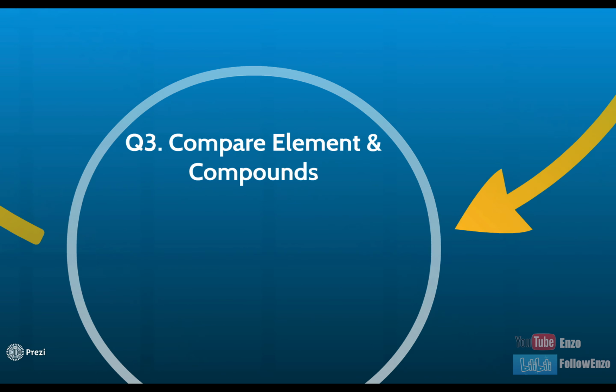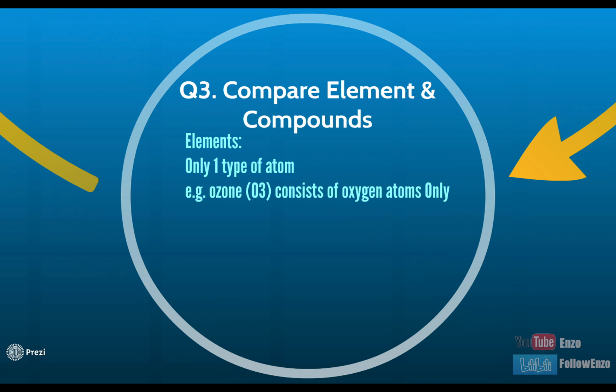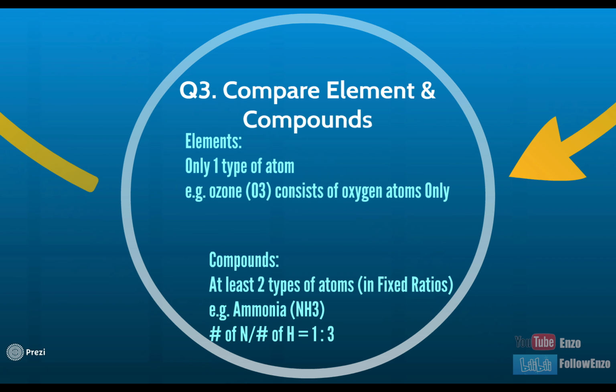The next question is, please compare element and compound. Well, I'll give you guys 10 seconds to think about it. Okay, basically there are 2 types of substances. Elements contain only one type of atoms. For example, ozone only contains oxygen atoms. On the contrary, in compounds there are at least 2 types of atoms in fixed ratios, like ammonia, in which the ratio of number of nitrogen and number of hydrogen is 1 to 3.